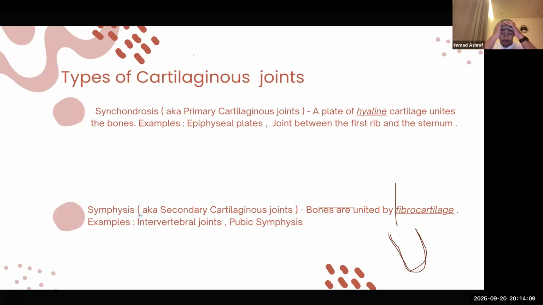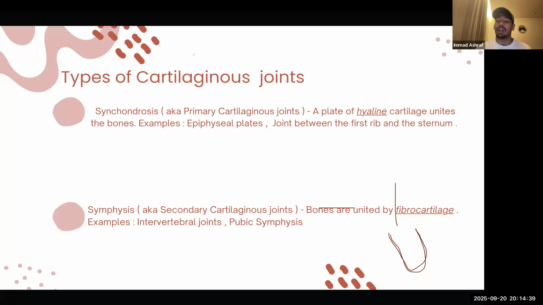I can't tell you the amount of times I confuse synchondrosis with syndesmosis. Syndesmosis is a type of fibrous joint. Synchondrosis is a type of cartilaginous joint. And a way you can remember this is chondro, or anything that has chondro, means cartilage. So when you hear synchondrosis, immediately be like, oh, this is a cartilaginous joint for sure. So synchondrosis is a primary cartilaginous joint.